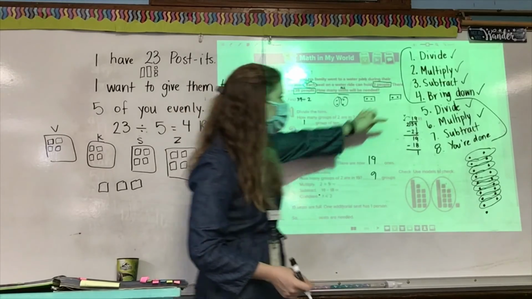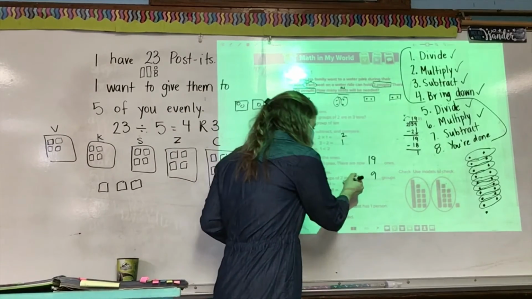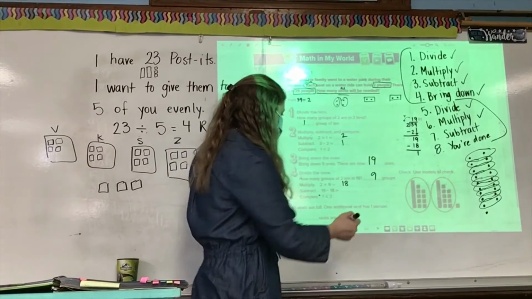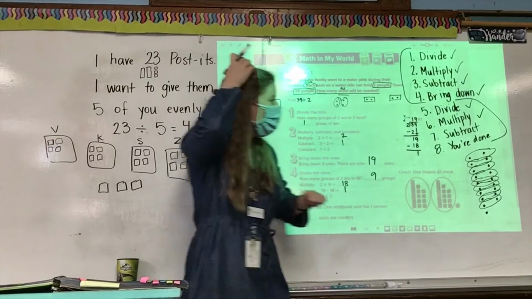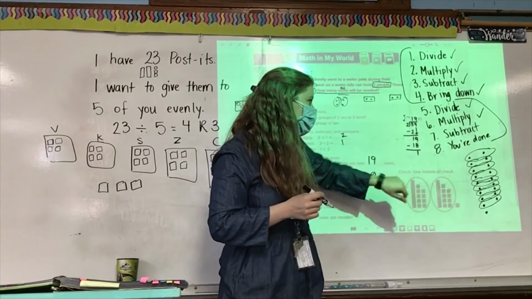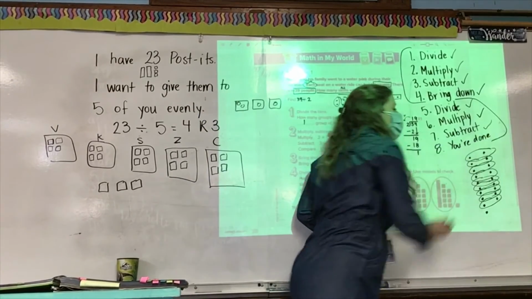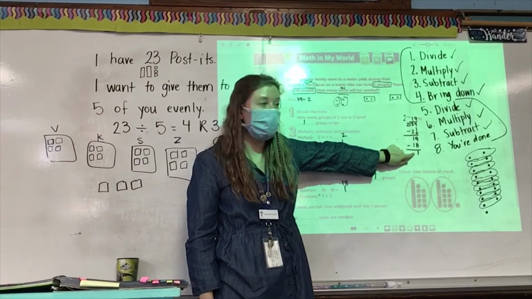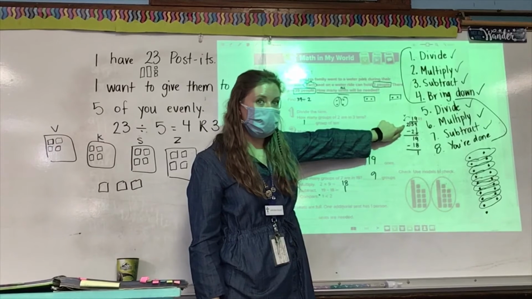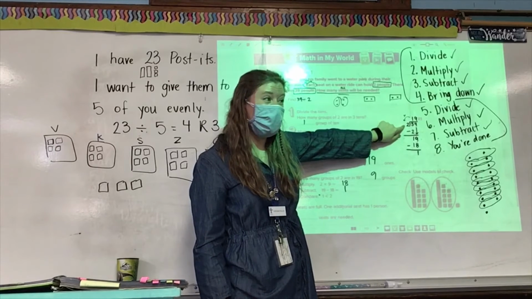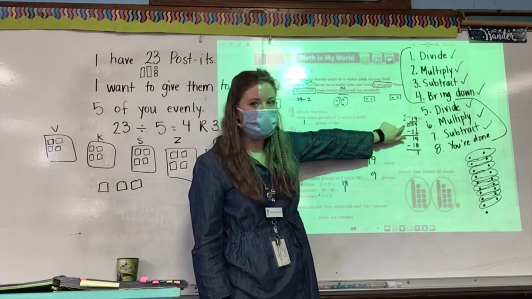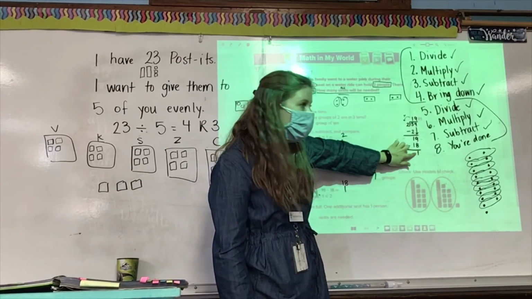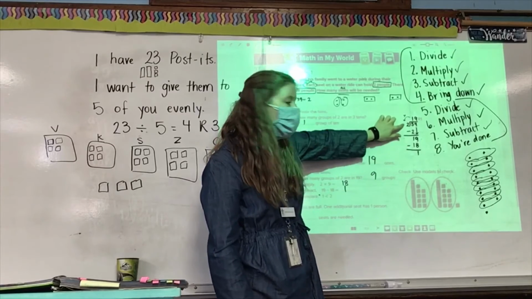So we know we multiplied 9 times 2, which is 18. We subtracted 19 minus 18, which is 1. And now we're going to compare, because remember, we're trying to make sure our answer to that subtraction problem is less than our divisor. If it's equal to or greater than, we did something wrong. We have to go back a step or two. Is 1 greater than, less than, or equal to 2?